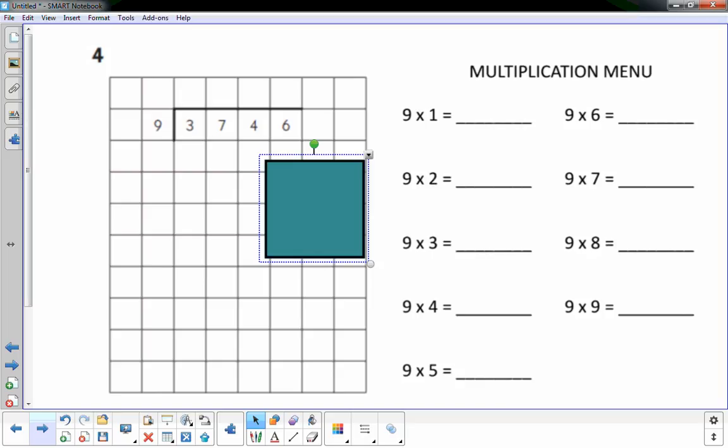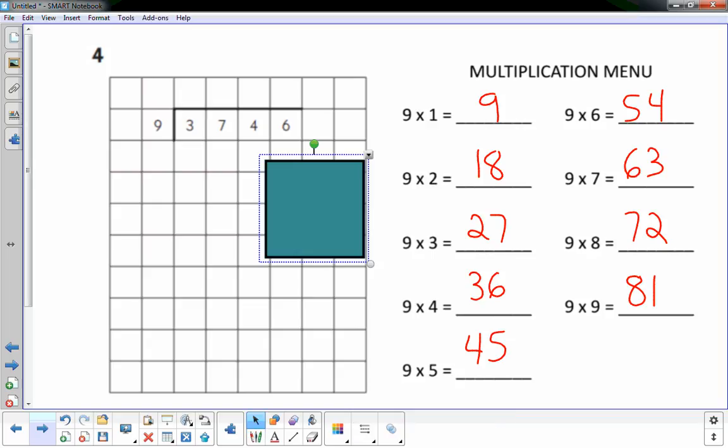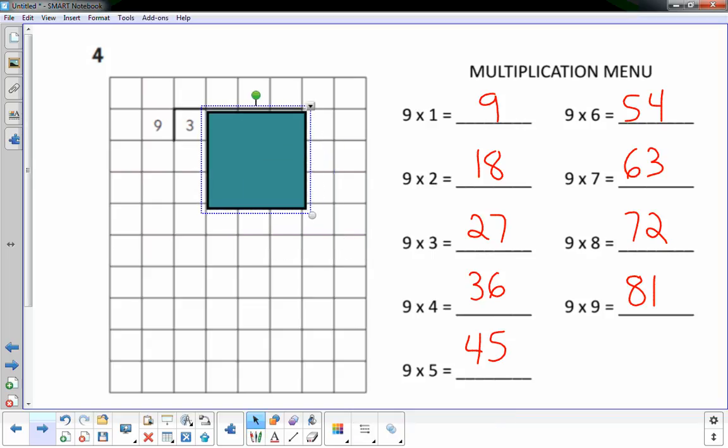3,746 divided by 9. So I'm going to do my multiplication facts of 9. 9, 18, 27, 36, 45, 54, 63, 72, and 81. It'll be helpful to me when I do this. I cover this all up except for that one digit, the 3. All right, this one's a little tricky.